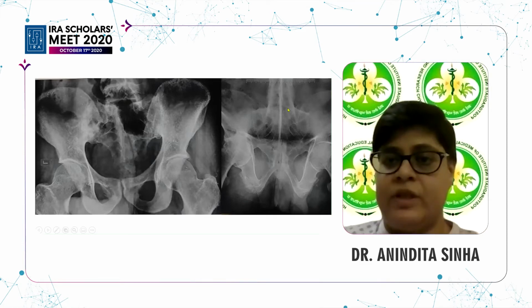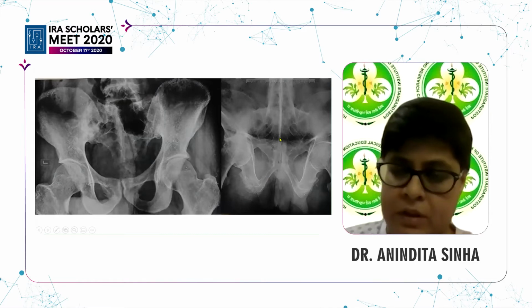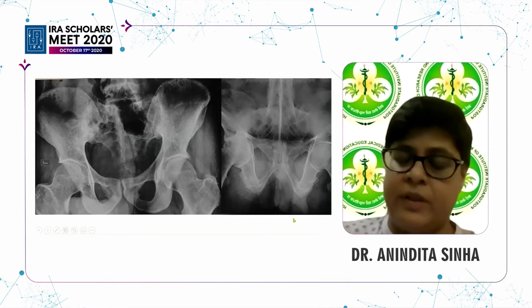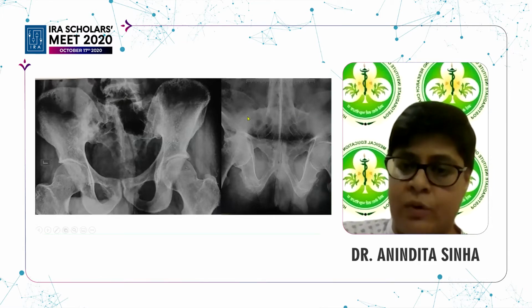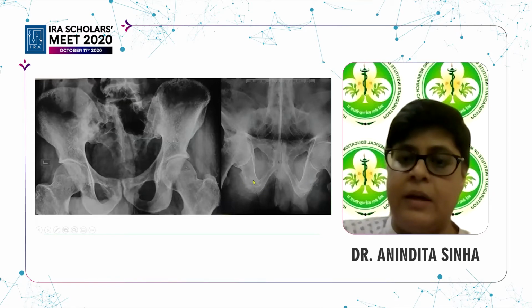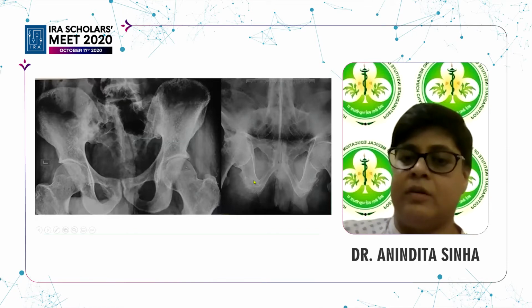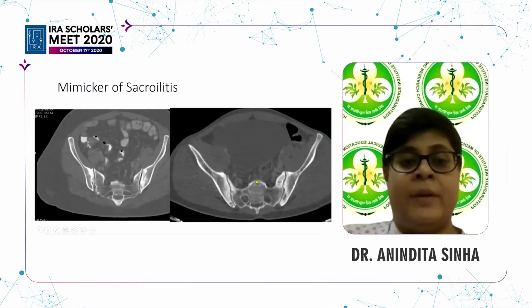A florid case where you see this dagger spine with ossification of the interspinous ligaments, complete ankylosis of the sacroiliac joints, as well as enthesitis at the ischial spines over here with a lot of enthesopathy. So this is an advanced case of ankylosing spondylitis.